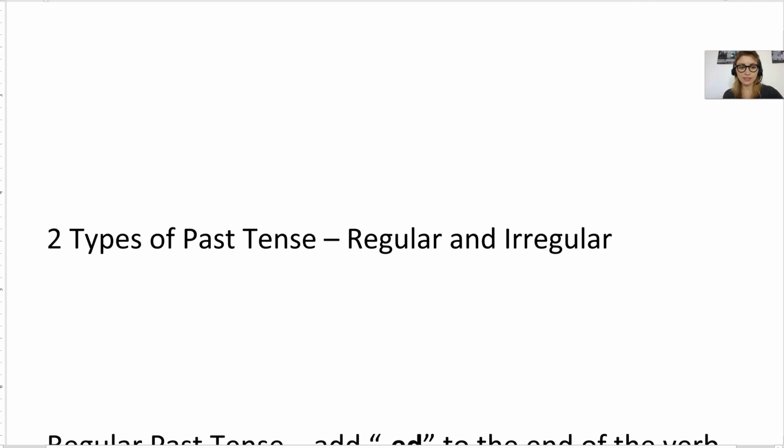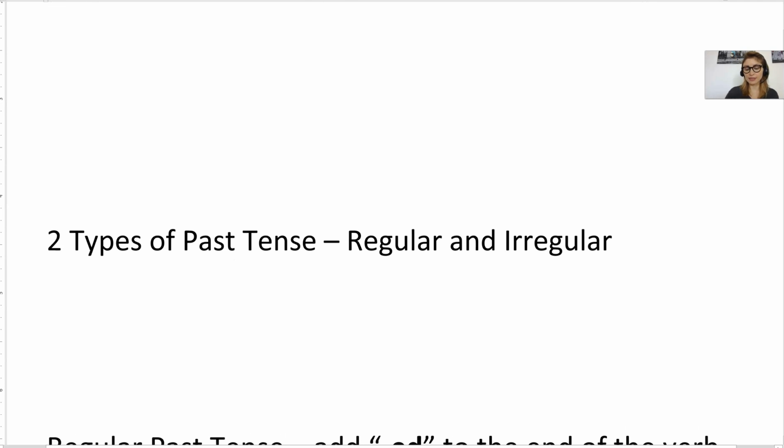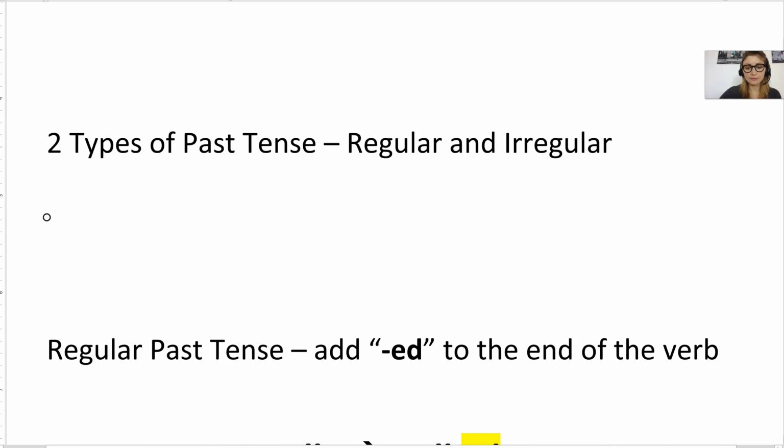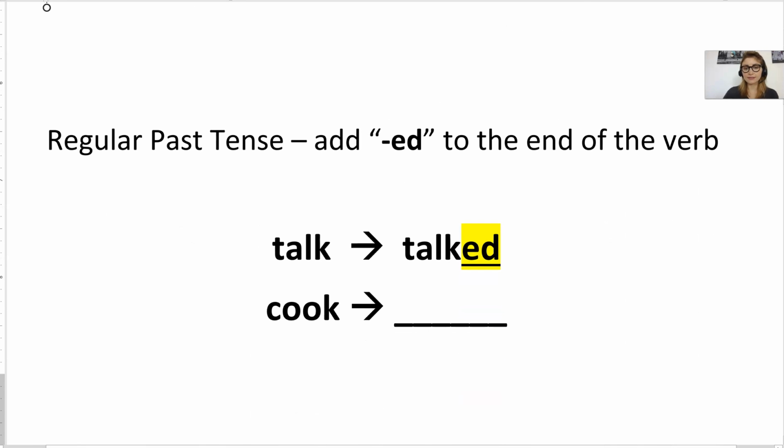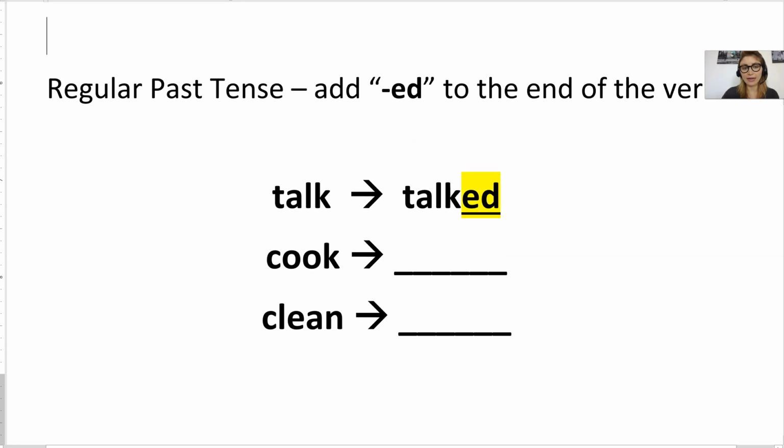There are two types of past tense. We have regular and irregular, and we're going to focus on regular today. So regular past tense looks like this. We're talking about adding two letters. We add ed to the end of the verb.